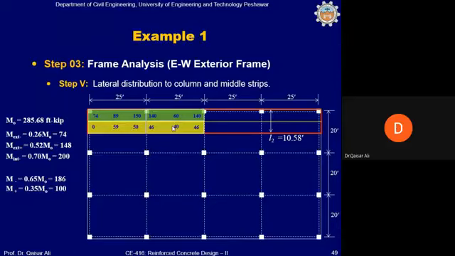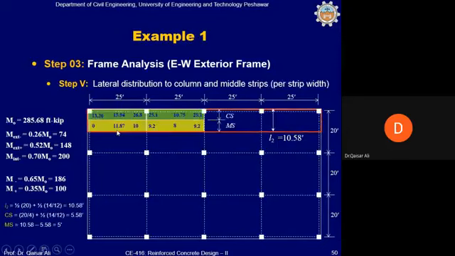74 divided by 5.58 and 59 divided by 5. This will give us per unit width bending moments like this. Okay, 13.26, 15.94, 11.87, and so on. These are the final bending moments, and this is a kind of summary on this slide number 50 for the east-west exterior frame.